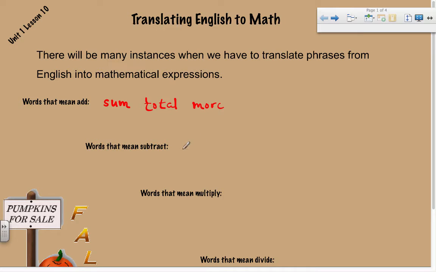How about words that mean to subtract? Well, one word that comes to mind that's very common is the word difference. Less.